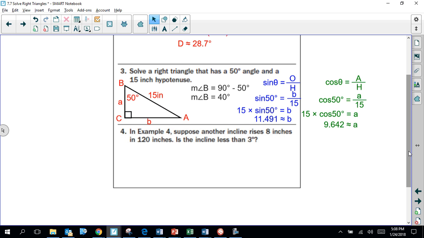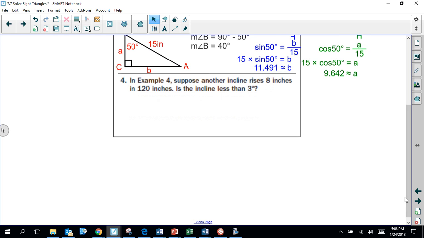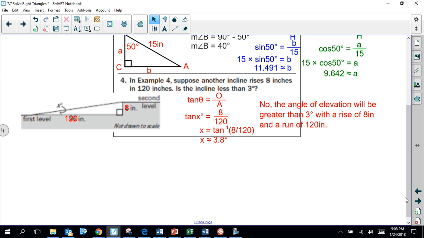And for the last one, again, it's kind of a carbon copy of the last example that we looked at. Suppose the incline rises 8 inches but runs 120 inches. Is the incline still less than 3 degrees? I just took the diagram from the last example and used it again, but showing that we're going up 8 inches while going horizontally 120 inches. When I worked this one out, I got a measurement that's greater than 3 degrees. It's 3.8 degrees in this case.